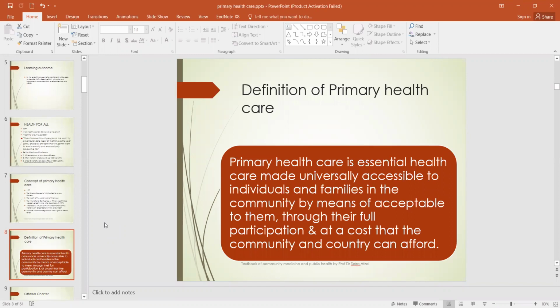What is the definition of primary healthcare? Primary healthcare is essential healthcare made universally accessible to individuals and families in the community by means acceptable to them, through their full participation and at a cost that the community and country can afford.